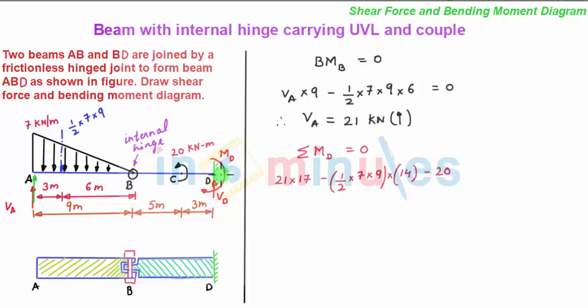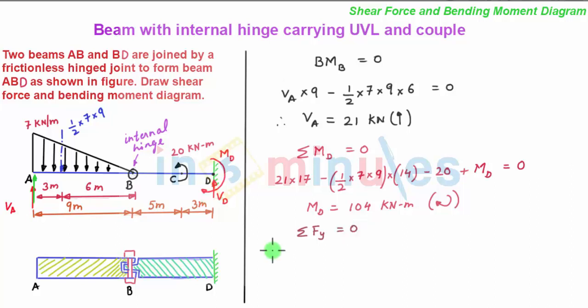Then also we have an assumed clockwise moment MD, so we take it as plus MD. This whole moment about point D is equal to 0. Upon solving this, we get the value of MD is equal to 104 kilonewton meter. Now since the value comes out to be positive, our assumed direction, clockwise direction, is true, so we have a clockwise moment MD. Next we apply the another static equilibrium equation, that is summation of Fy equal to 0.